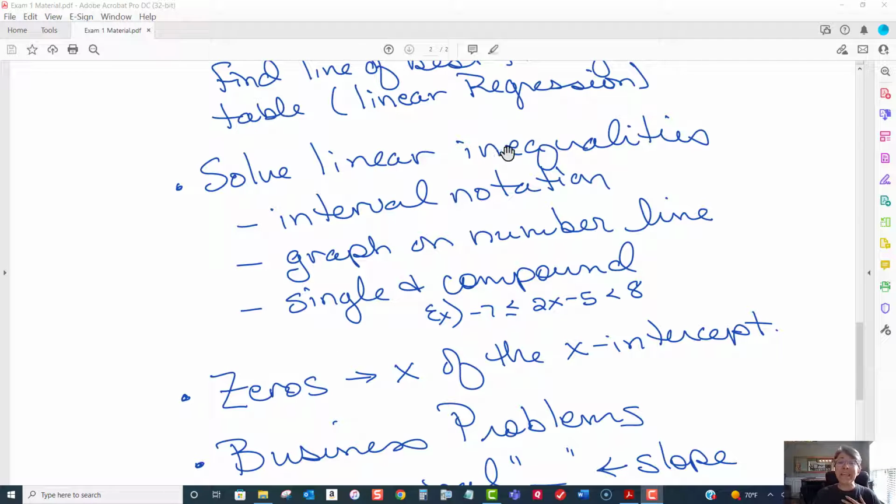Remember that the big piece here, inequalities, you solve them just like equations, except if you multiply or divide by a negative number, don't forget to switch the inequality. That's where a lot of people lose points. Okay, so just take your time.